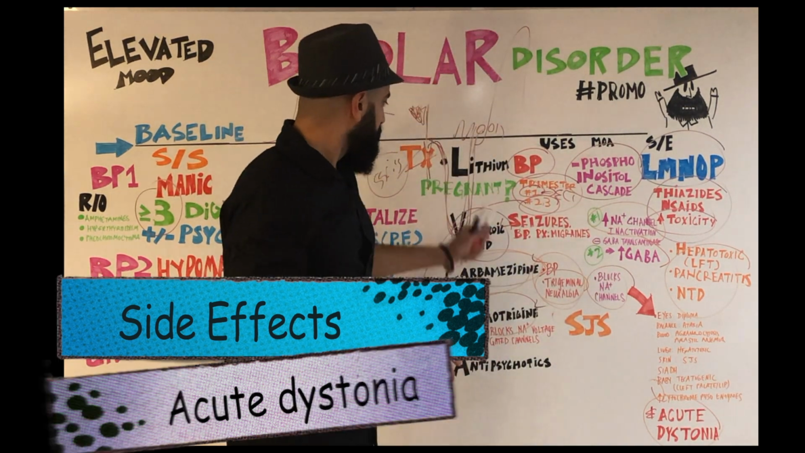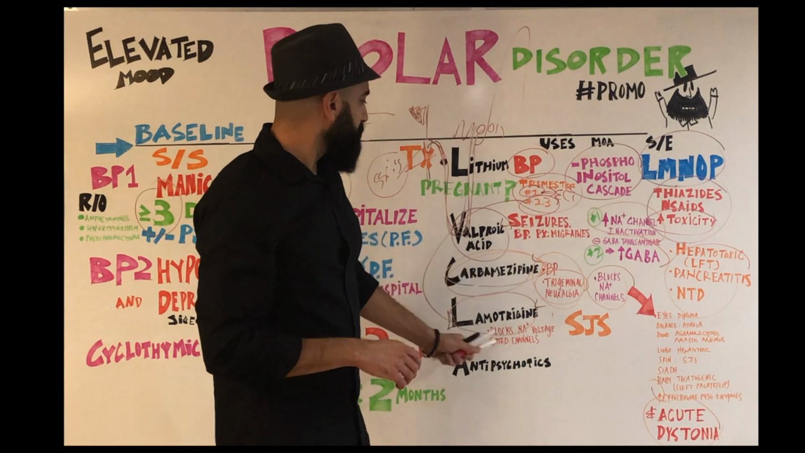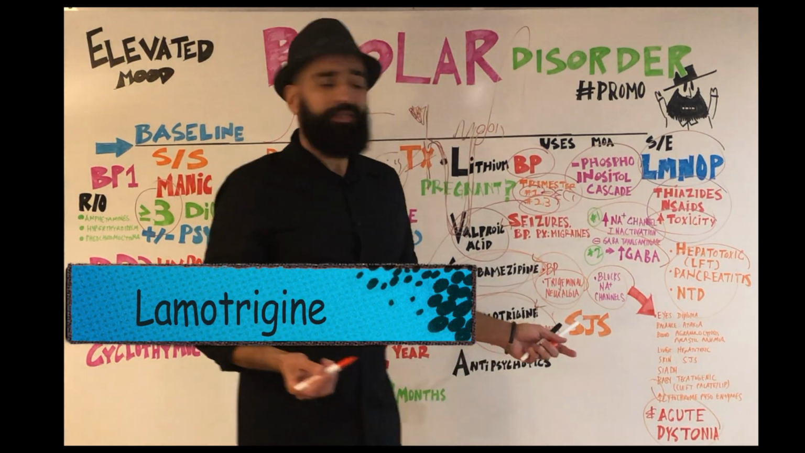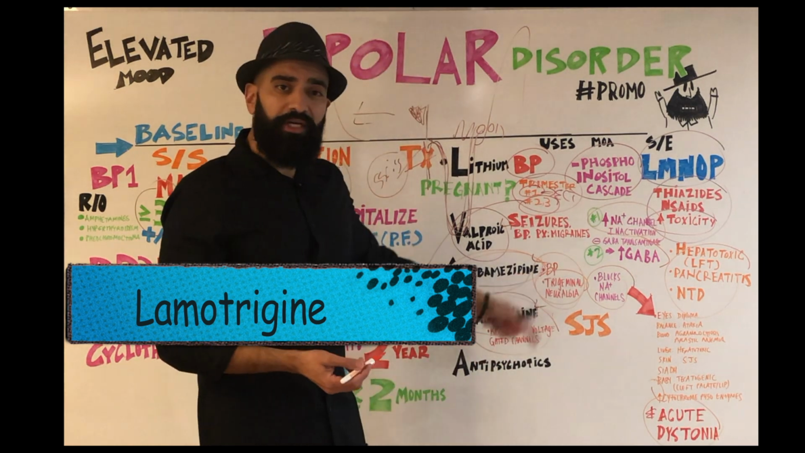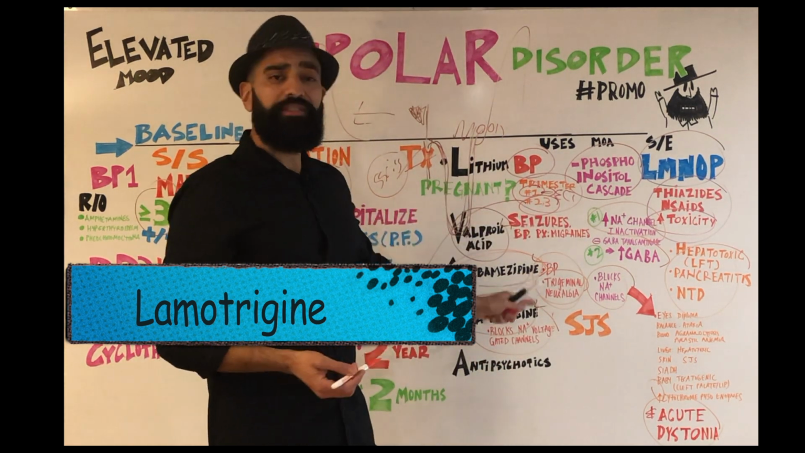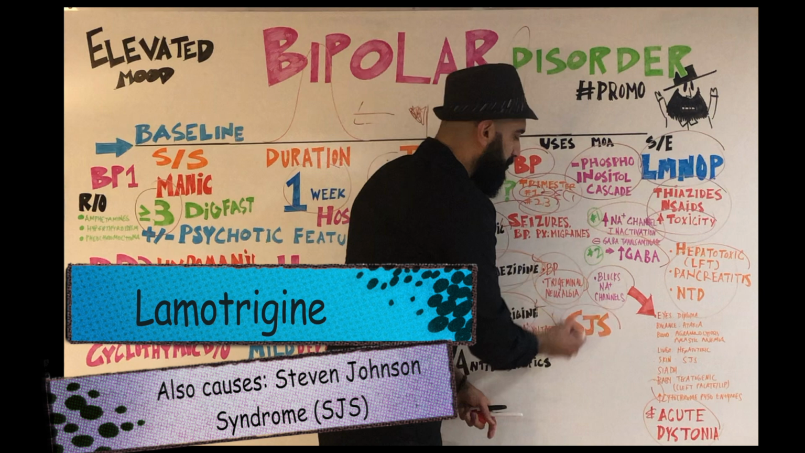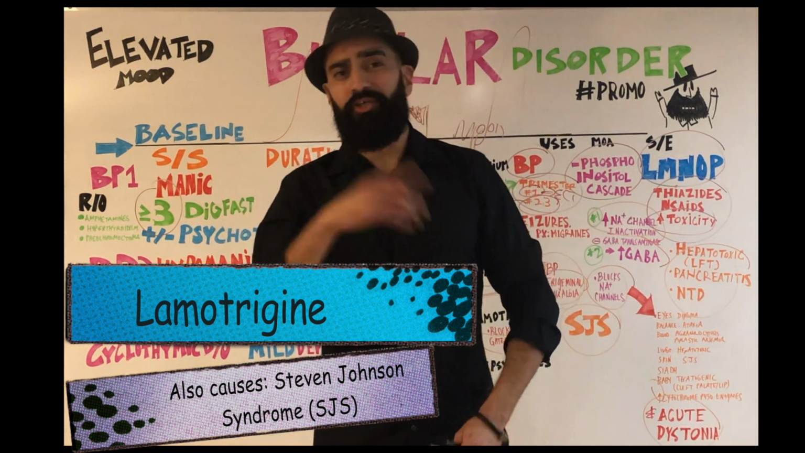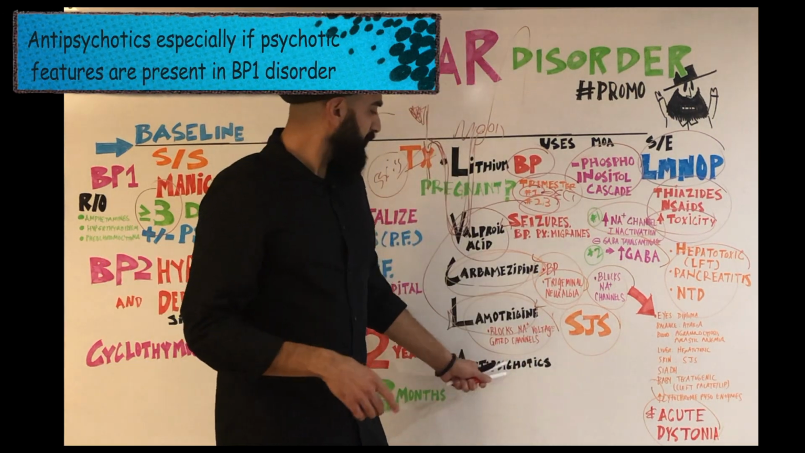Okay? After discussing carbamazepine, we now go into lamotrigine. Lamotrigine, we already know the mechanism of action, guys. It blocks the sodium voltage channel, just like valproic acid, just like carbamazepine. And we have this big one again, Stevens-Johnson syndrome, that we're going to discuss in our derm lectures. The last one is antipsychotics.